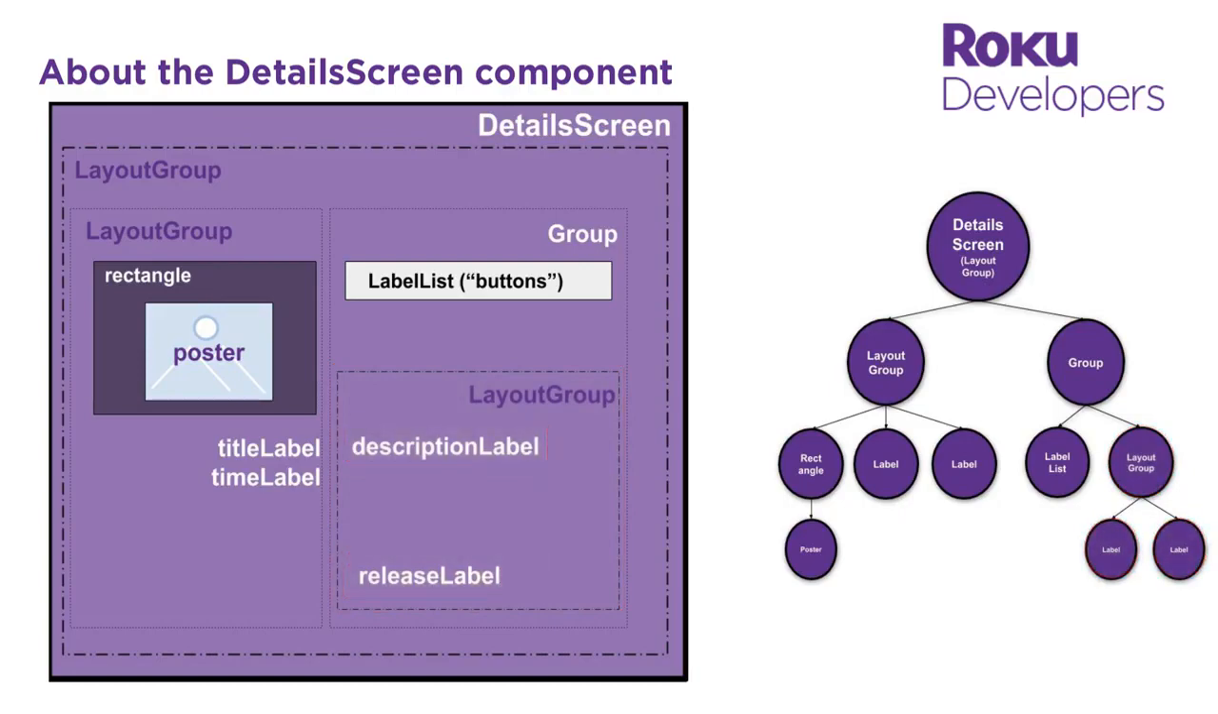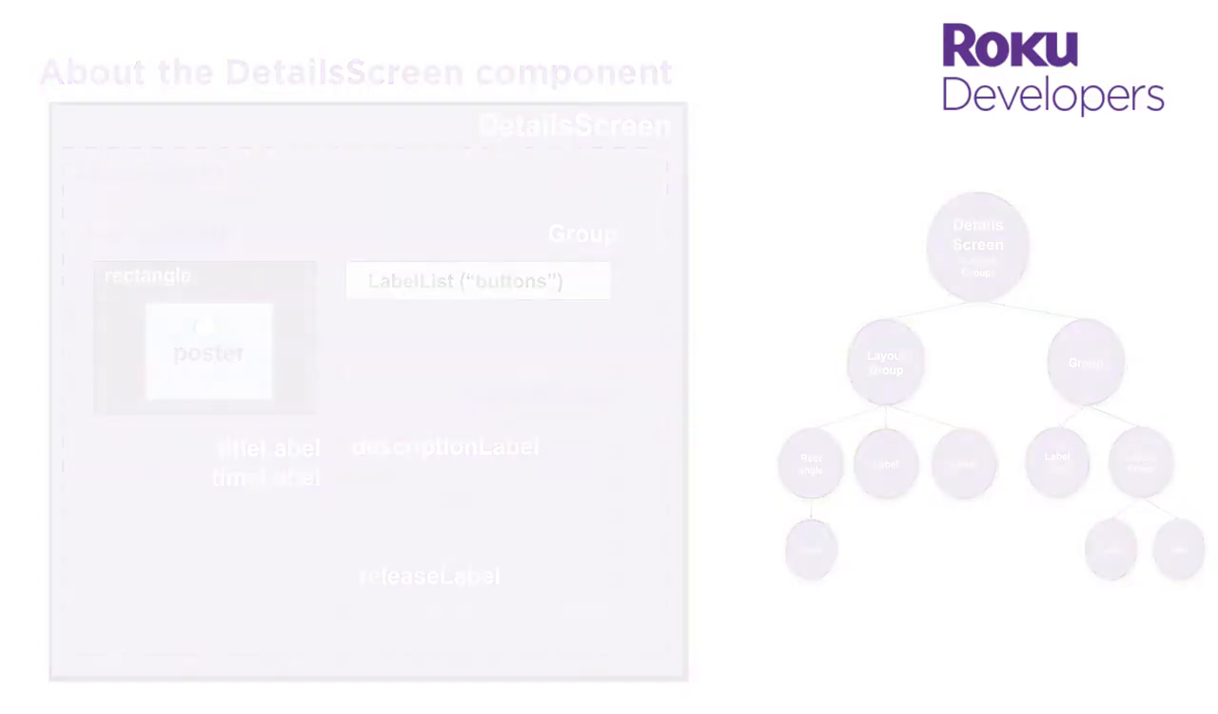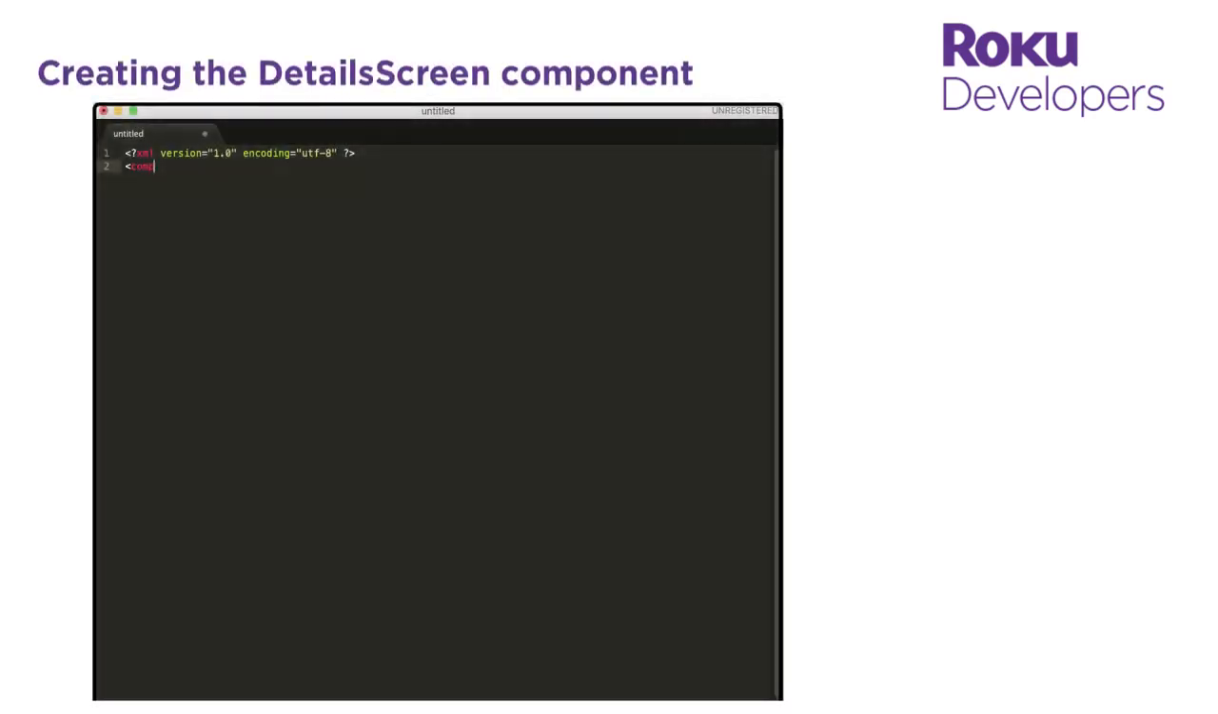To create the detail screen, open a new file in your text editor or IDE and create a component named Detail Screen that extends the group component. This component's initial focus will be set to the play button, which is represented by the buttons component that we'll create in a moment. And also will include a reference to the SceneGraph XML schema. Let's add a script element that points to the corresponding detail screen BrightScript file, which we'll create in the next step.